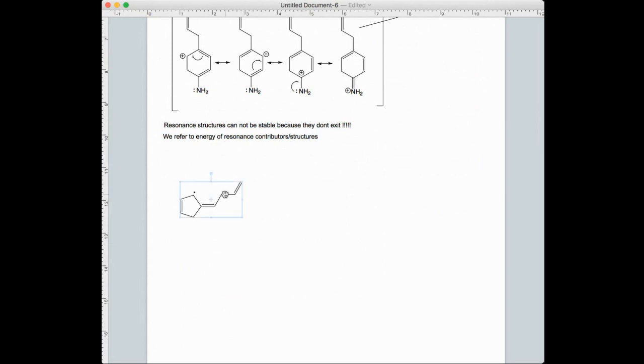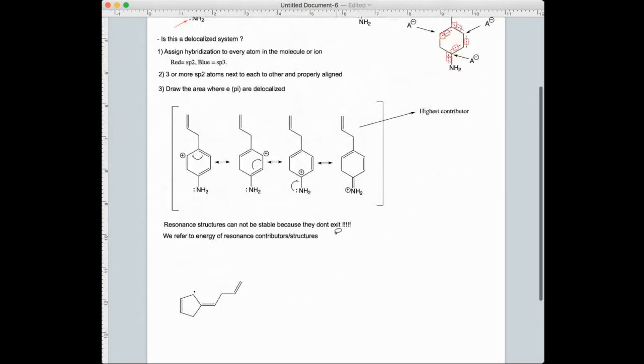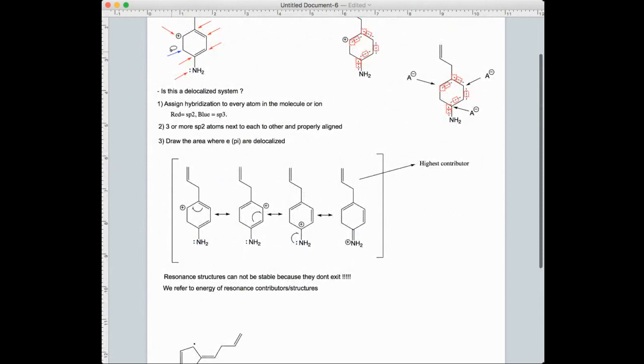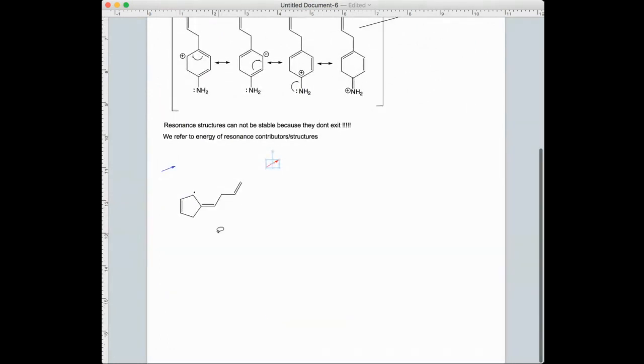show a radical. A radical, as you know, is a species that has an unpaired electron. And we will be doing the same thing. First thing we need to know is if this radical is a delocalized system or not. And for that, we are going to assign hybridization to every single atom in the molecule. In this case, in the radical.